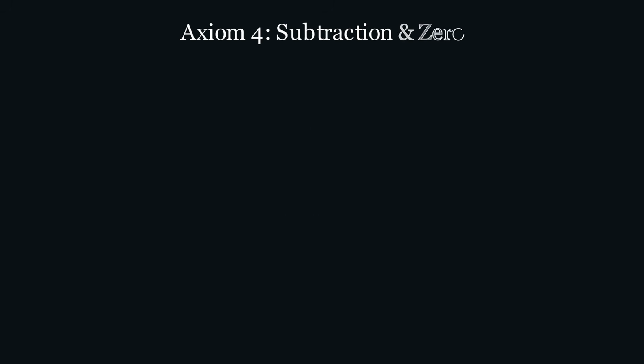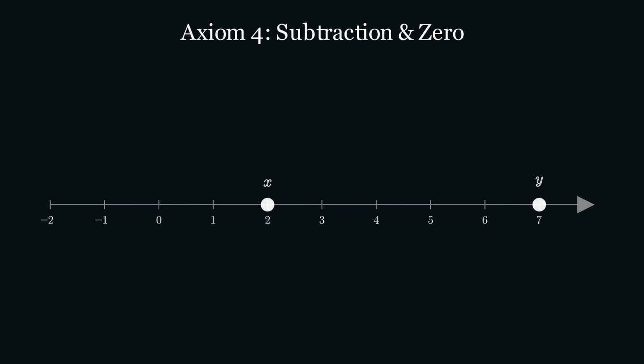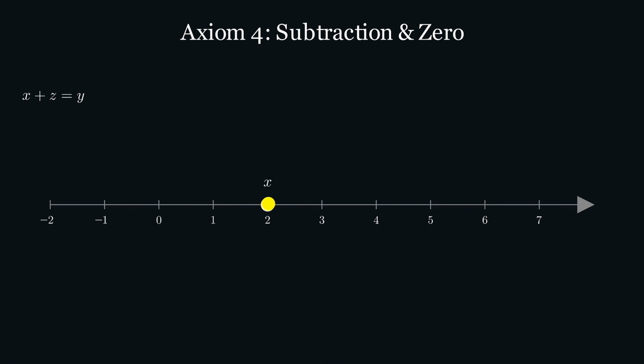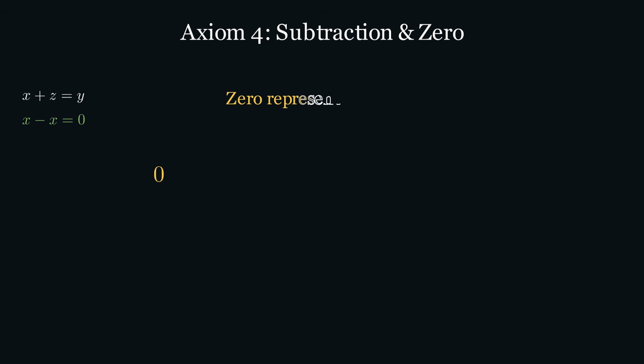The fourth axiom guarantees subtraction. For any 2 real numbers, a third number exists representing their difference. When a number is subtracted from itself, the result is always 0. 0 represents balance, the unique element that, when added to any number, leaves that number unchanged.